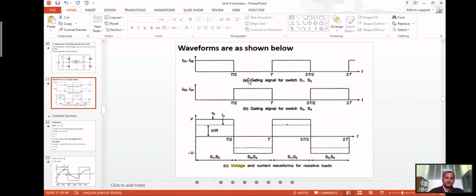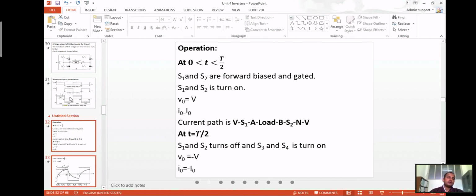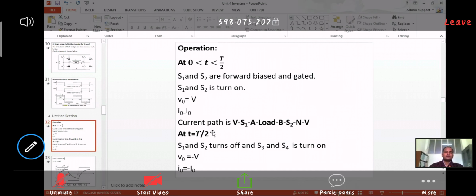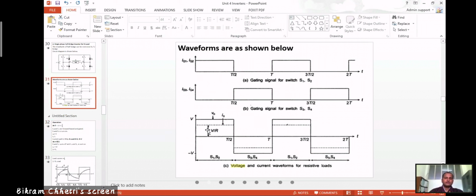At this point, S1 and S2 are triggered and forward biased. It means that S1 and S2 are the switches in forward bias, and they are gated, meaning turned on. The output voltage V0 will be equal to V at this point, and the current will be I0, which is V by R.